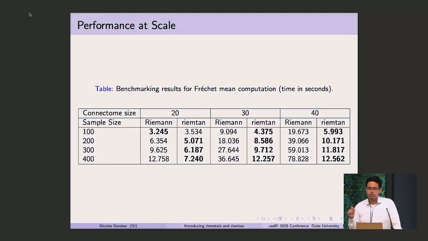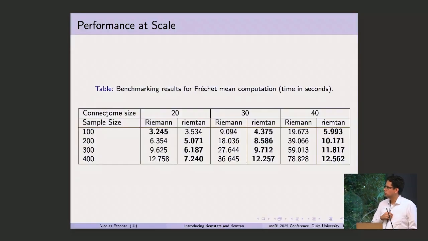And for SPD matrices, it can take a little bit of time, right? And it is also critical, right? If you're doing statistics, you want to compute means all the time, right? So it's this very core piece of software where you use it all the time, and also it's very expensive. In any case, we have here connectome size and sample size, and you can see that riemmtan just on wall clock time significantly outperforms Riemann.